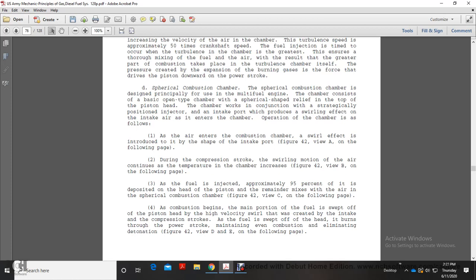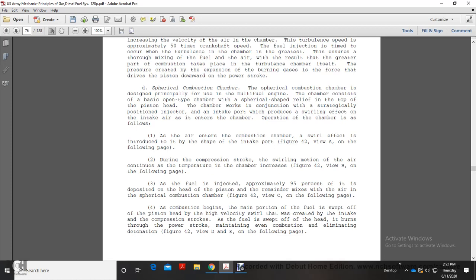Fourth, the cylindrical combustion chamber. The cylindrical combustion chamber design principle, used in the multi-fuel engine, consists of the basic open-type chamber with a cylindrical shape and a relief at the top of the piston head. It works in conjunction with a strategically positioned injector and intake port, which produces a swirling effect on the intake air entering the chamber, the operating chamber, the valve.